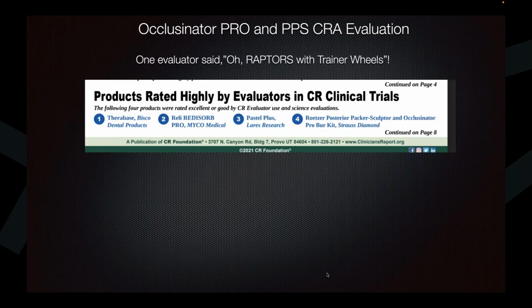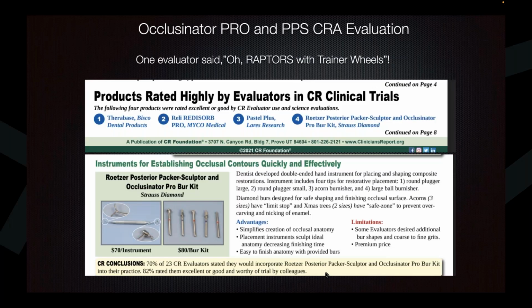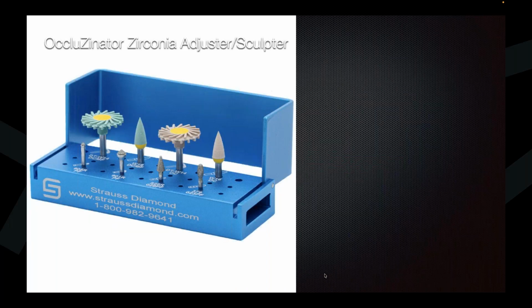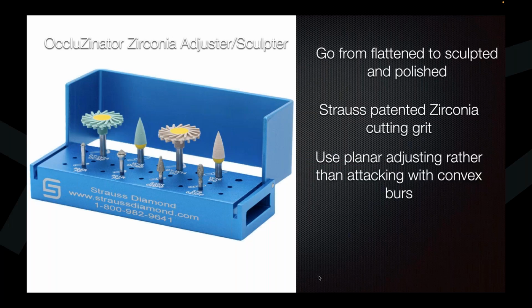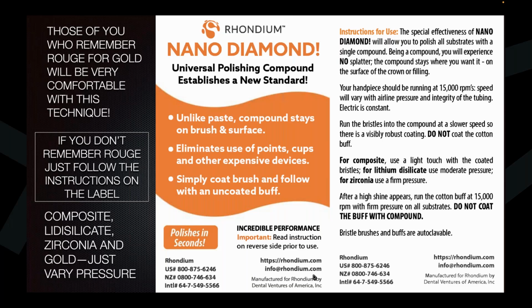So the Occlusionator Pro and the PPS under CRA evaluation, 82% rated them excellent or good. So with that, we went to the Occlusionator Zirconia Adjuster and Sculptor, which now will take you from a flattened to a sculpted and polished restoration. Strauss on their patented zirconia cutting grit. It works beautifully. We use it with a lot of water at 50,000 RPMs, so you don't create a phase change. This is the nano diamond now that's available through Golden Dent.